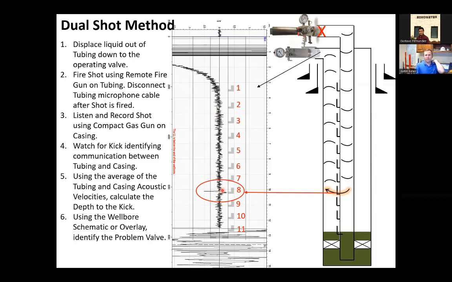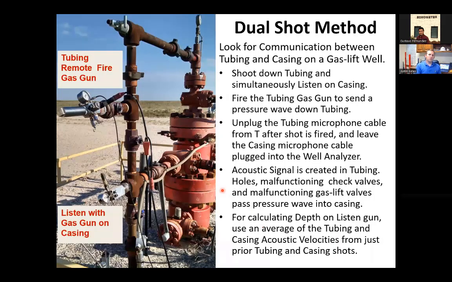Now, how do we conduct this using the wired well analyzer? As you can see, we have a remote fire gas gun attached to the tubing, and we have a compact gas gun attached to the casing. We already talked about that we're going to shoot down the tubing and listen down the casing simultaneously.